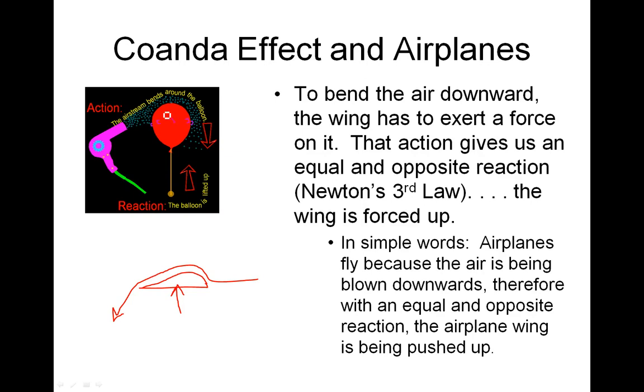You can do this at home. You have a balloon with a string and a little weight tied to it. You blow over the top, and the air is going to follow the bend of the balloon. If the air goes down, Newton's third law says the balloon goes up. Same thing for the airplane. If the air is bent down, Newton's third law says the airplane goes up. So airplanes fly mainly because of Newton's third law, and then the Coanda Effect with the bending.